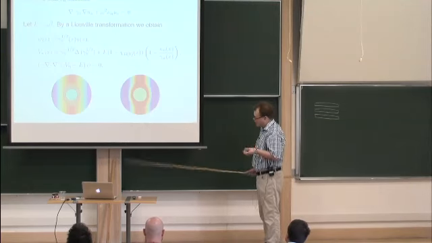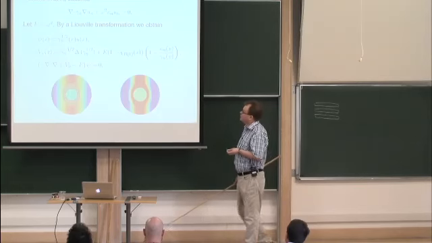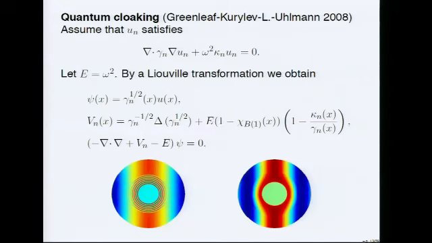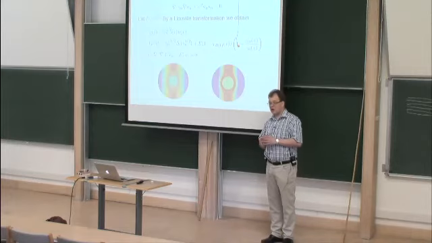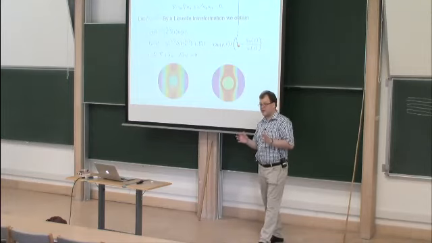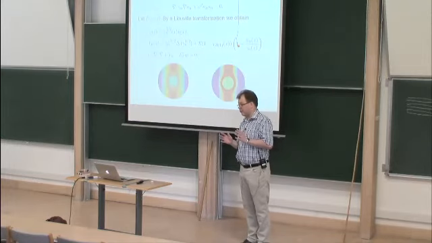So the idea is now that this gives us a recipe for how to build, in principle, quantum mechanical invisibility cloaks. So cloaks for matter waves. And remember that the last theorem, when we said that everything goes well, was in the case when we are not at an eigenvalue.